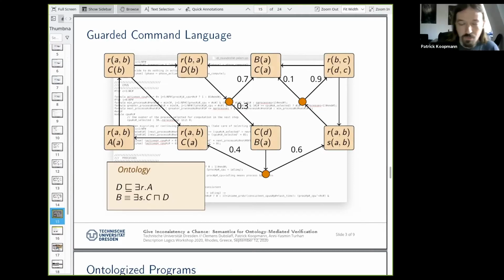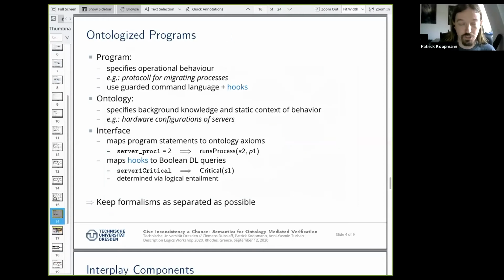Now, what we were interested in in this work is how to integrate knowledge that is formalized in an ontology into such a program. For example, in the server context that we're given here, it could be that we have an ontology describing hardware configurations and constraints that give us further information on how processes should be and can be migrated. So from this perspective, we would like to see the Markov decision process as having states that are description logic knowledge bases, and we assume an additional ontology that gives us some static background knowledge.